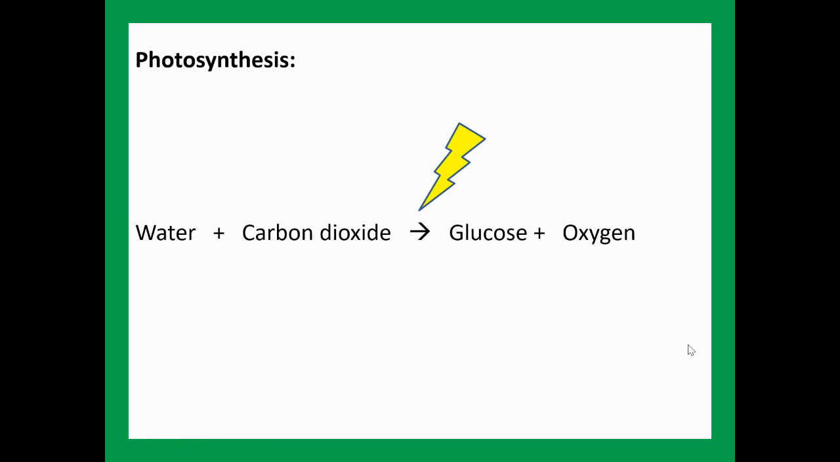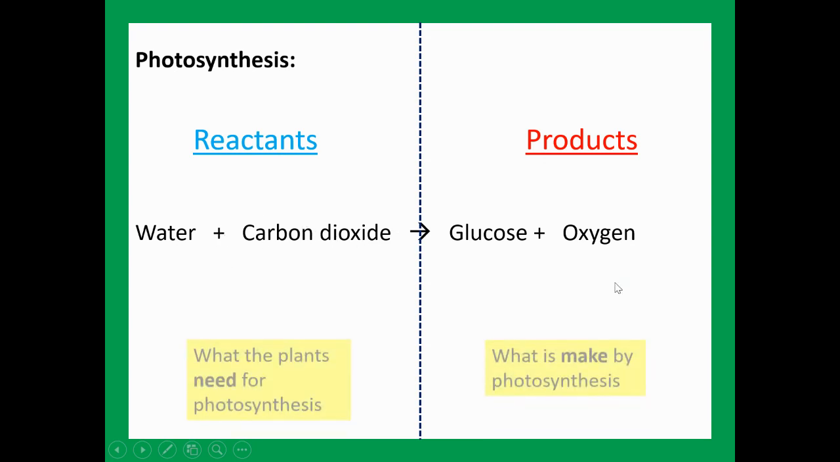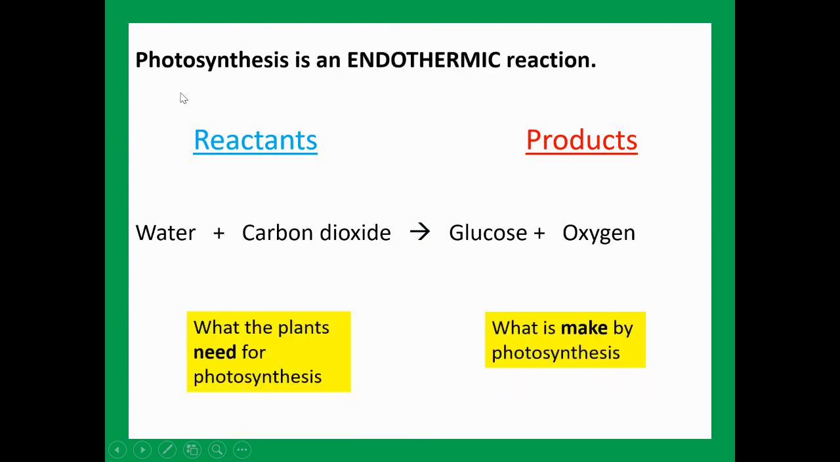Okay, so we've already seen this slide before. We know that water plus carbon dioxide makes glucose and oxygen. And I use this lightning bolt to show that it requires energy. Okay, so far we've talked about the reactants and the products, but we could also describe this reaction as an endothermic reaction. Those of you in year 10 may have come across the term endothermic before. Those of you in year 9 probably haven't.